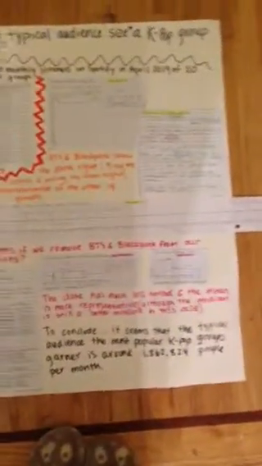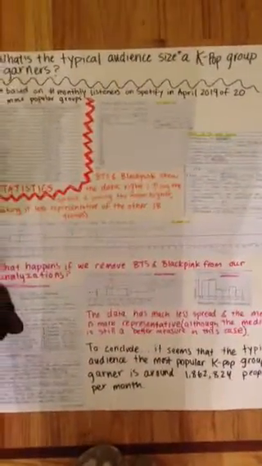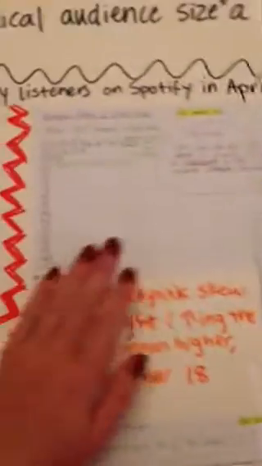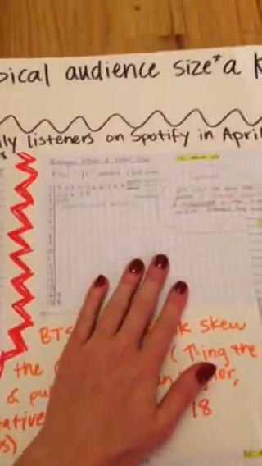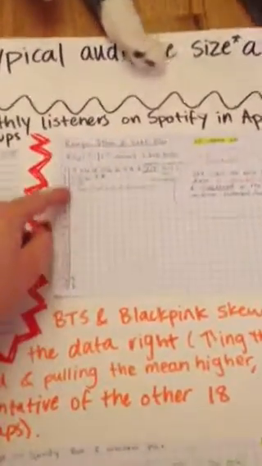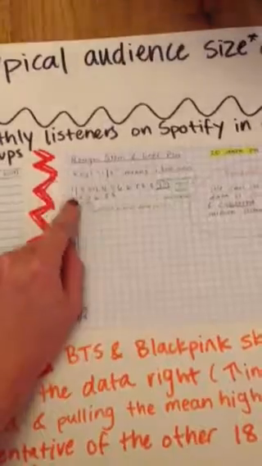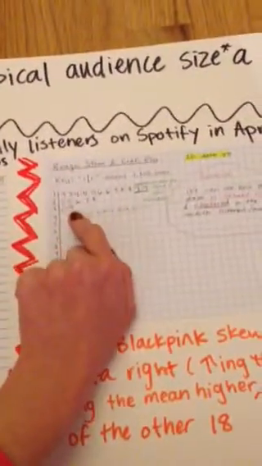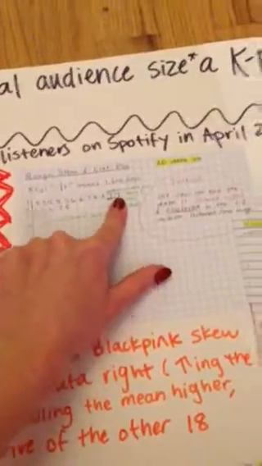So I was looking at what the typical audience size of a K-pop group might be, and so I was looking at information from Spotify about the number of monthly listeners that the most popular groups had. So I did a rough stem and leaf plot here, but you can see how spread out the data is, and the mean is past almost all the data, so it wasn't really representative, but the median fairly was.